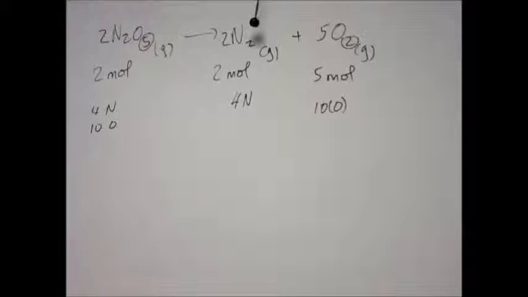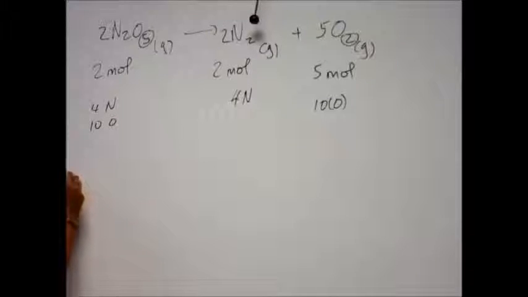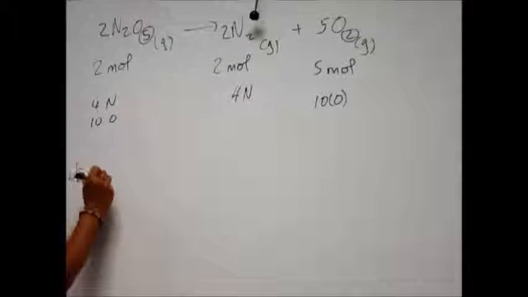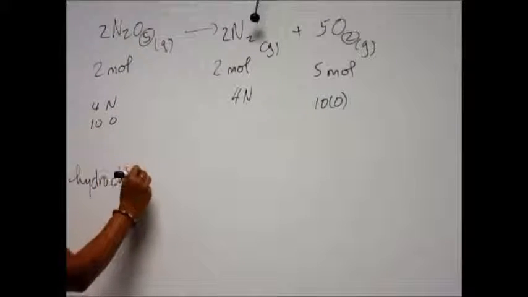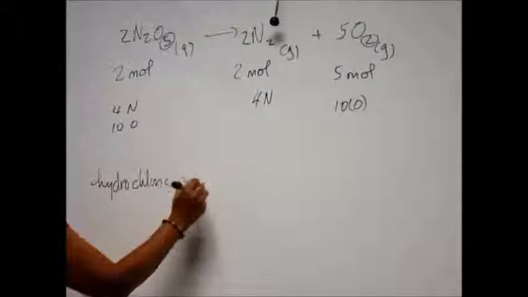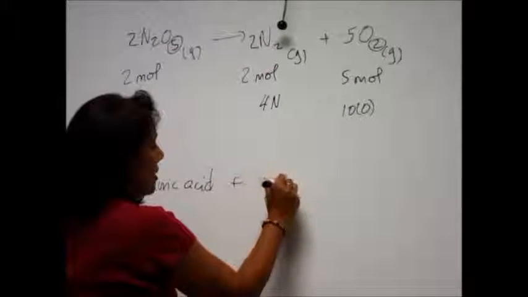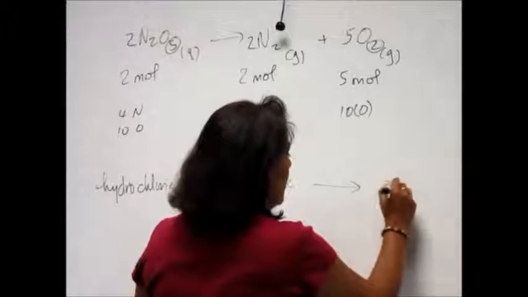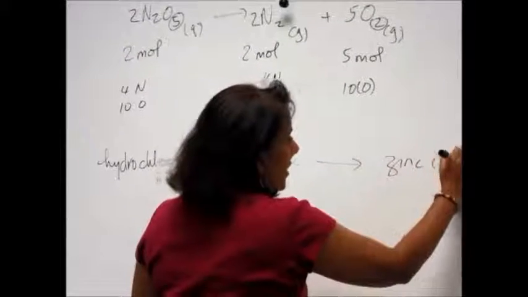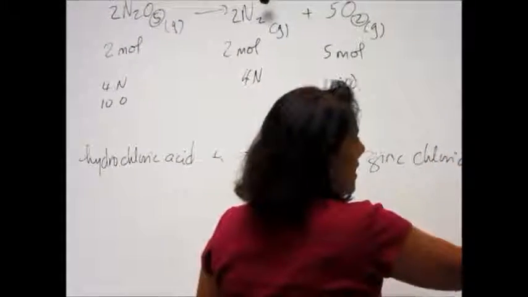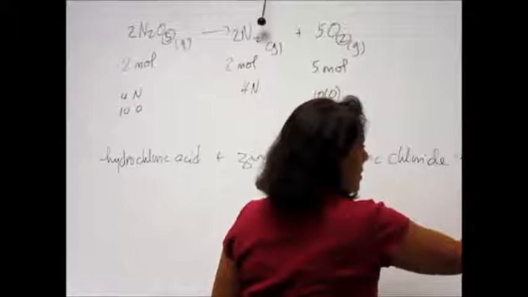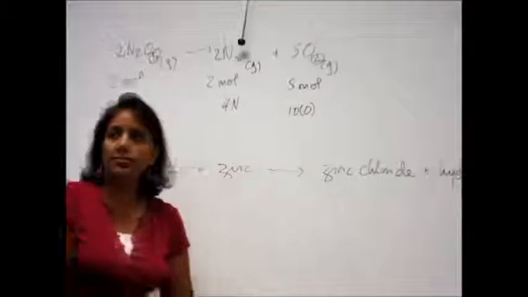Okay, let's try another one. Let me give you a word equation now, because this is something you will have to do for me a lot. Hydrochloric acid plus zinc to give zinc chloride and hydrogen. I'm going to give you a minute to write this equation out and see if you can balance it also.